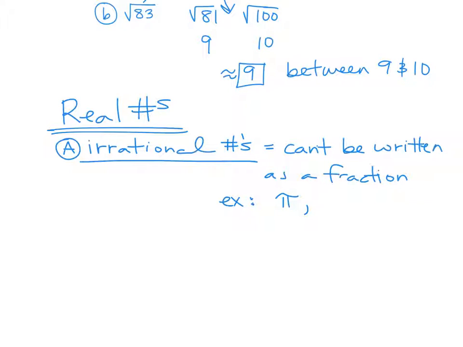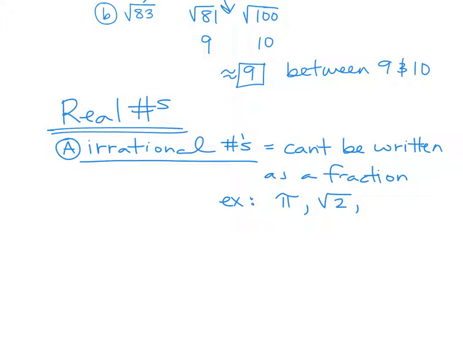Another irrational number would be the square root of 2. If you plug the square root of 2 into your calculator, you get 1.4142135562, and it just keeps going, okay? A number that just keeps going cannot be written as a fraction. So that would make it irrational, okay?